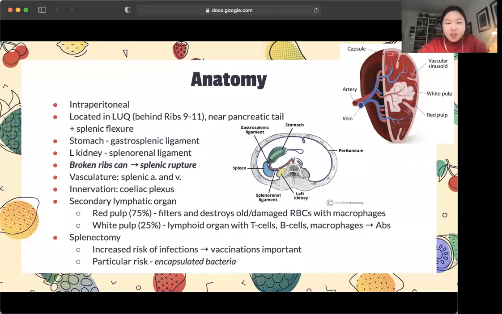And honestly, most of the information you need to know is on this slide, but if someone has had their spleen taken out, they are at an increased risk of infection. So you need to re-emphasize to them that getting their vaccinations is really, really important.